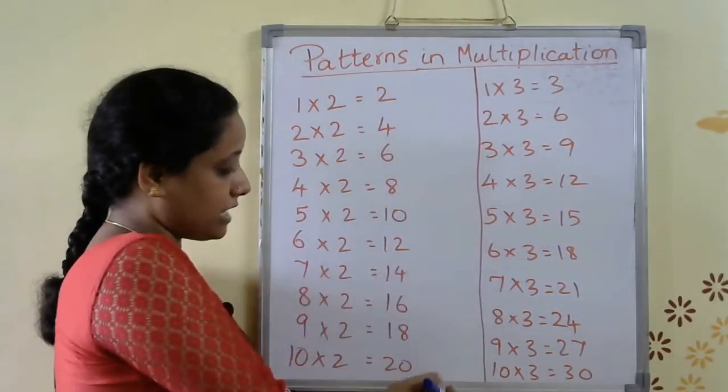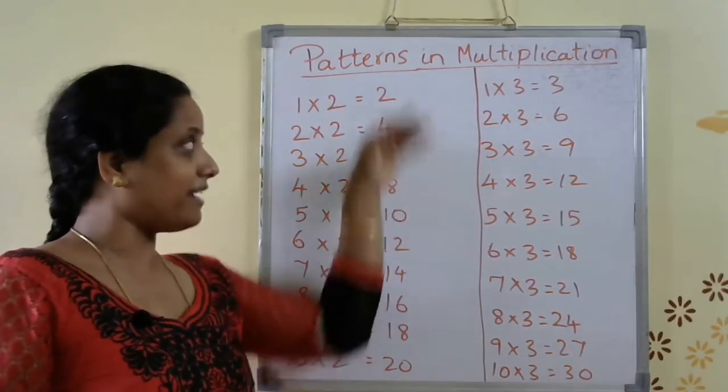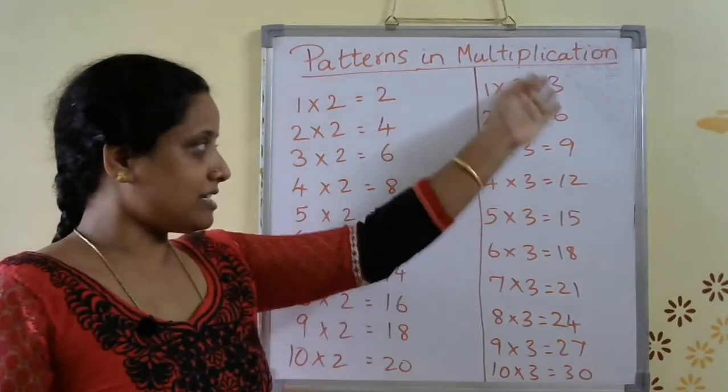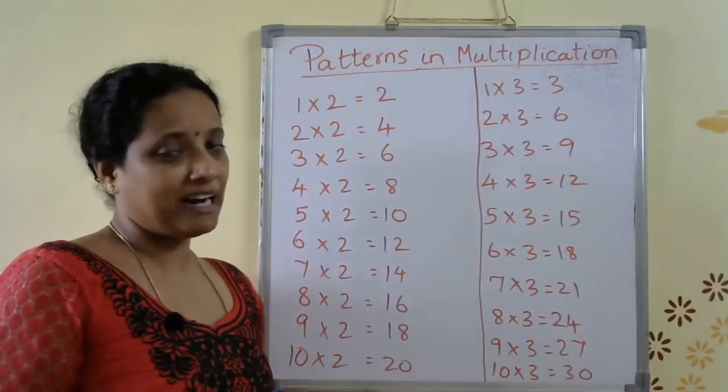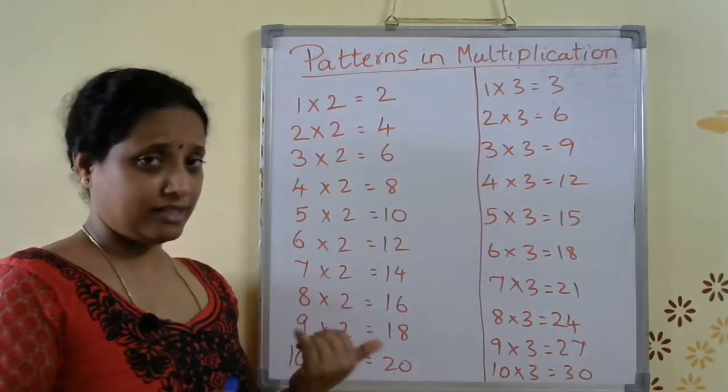Here if I ask you the pattern, then you will say 2 plus 2, 4, 4 plus 2, 6, 6 plus 2, 8. It's just a pattern of adding 2's to the next number or just adding 3 to the next number. It is a pattern. But now we are going to observe a different type of pattern this year.